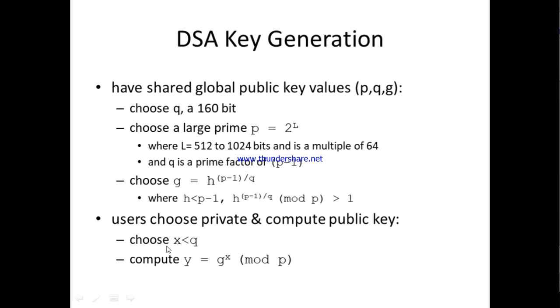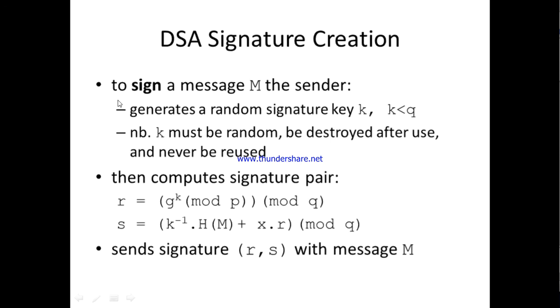So X is the private value, and Y we are going to compute as G power X mod P, where the G value we have chosen. This Y value will be shared. Then, how the signature will be generated: it generates a random number K such that K should be less than Q. K must be a random number, used a single time, and destroyed after use.